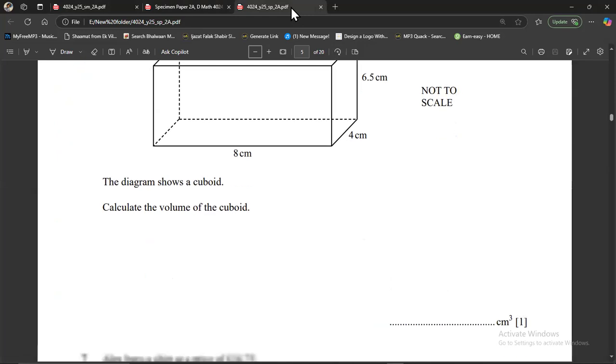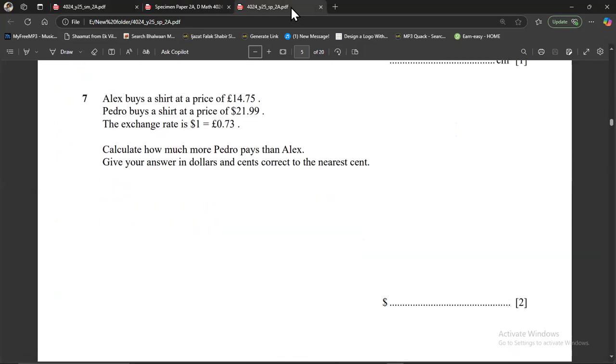Okay. Next question coming up on your screen. Question number 7, and it's of 2 marks. Alex buys a shirt at a price of 14.75 pounds. Pedro buys a shirt at a price of $21.99. The exchange rate is $1 equals 0.73 pounds. Calculate how much more Pedro pays than Alex. Give your answer in dollars and cents, correct to the nearest cent.